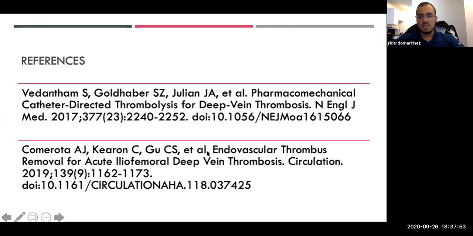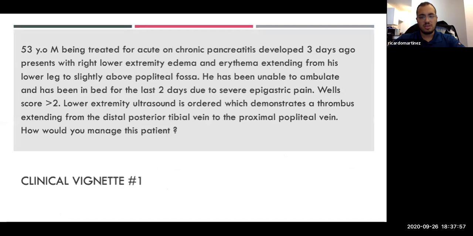So here are some of the references for the articles. So we're just going to go into these clinical vignettes. Like I keep saying, there's really no right or wrong answers to this. And Dr. Vatikuti and Dr. Warhadpande, you guys can definitely chime in on these. But if you guys just want to take a few minutes to read through this one, and if anyone would like to volunteer what they would do with this patient.